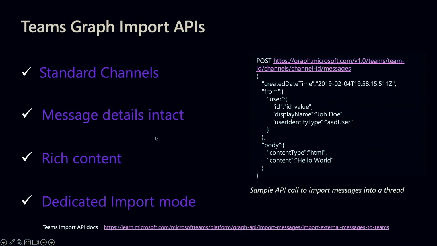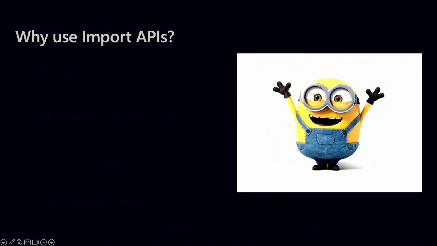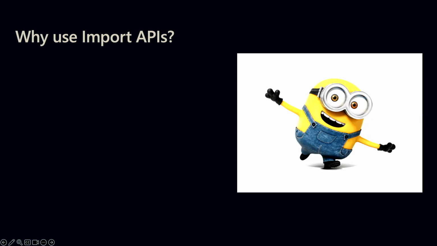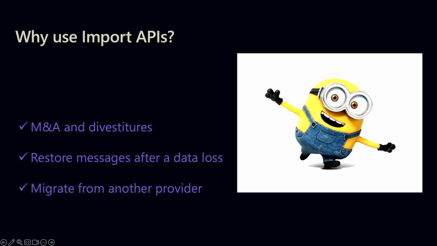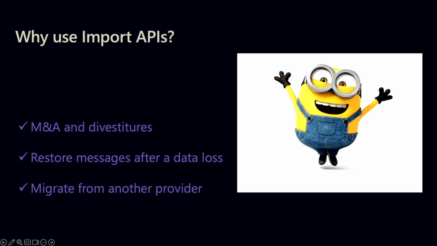Now let's go over why we want to use import APIs in the first place, right? So there might be some scenarios that are important. So I want to walk through some of the real world scenarios, or when import APIs become useful. One is mergers and acquisitions, right? A smaller company got acquired by a big company, and now they want to be able to consolidate their platforms, their communications or chat platforms. And it's obviously a good thing for them to be productive to be on the same platform. That is one important scenario.